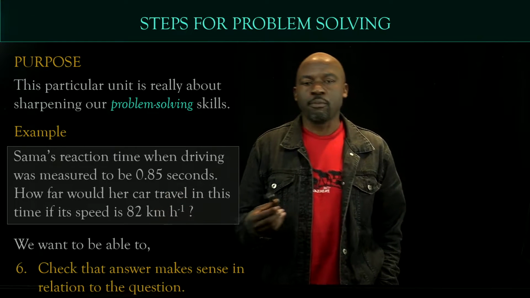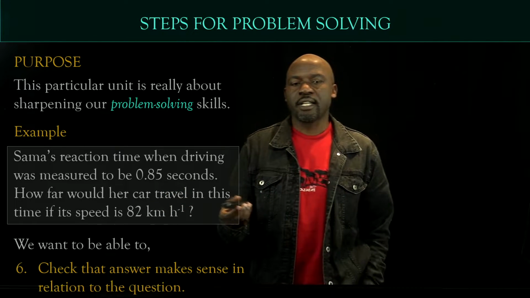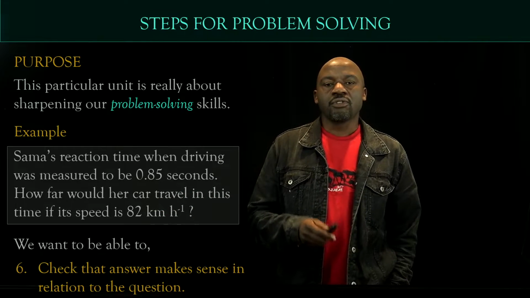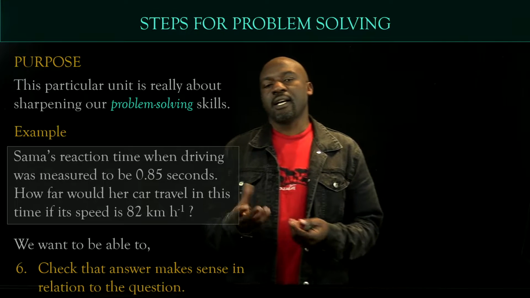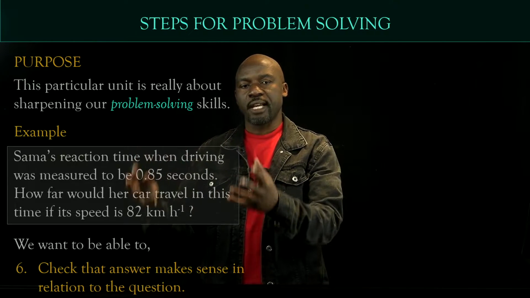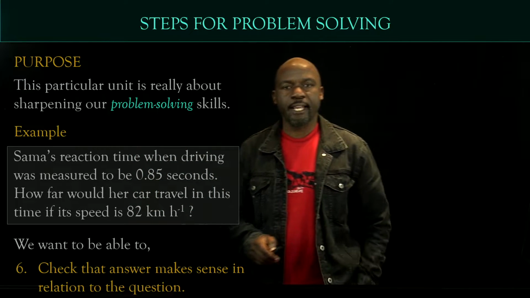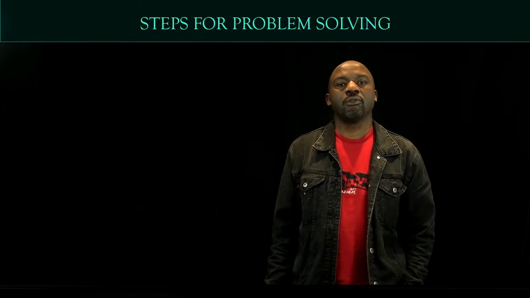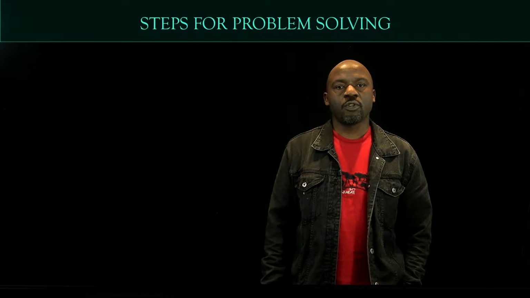Also, it can't be 2 millimeters. You can't stop in 2 millimeters if your car is traveling at 82 kilometers per hour. So your answer must make sense relative to the question that is being asked. Okay? All right. So let's look at this very question to explain what we are saying.